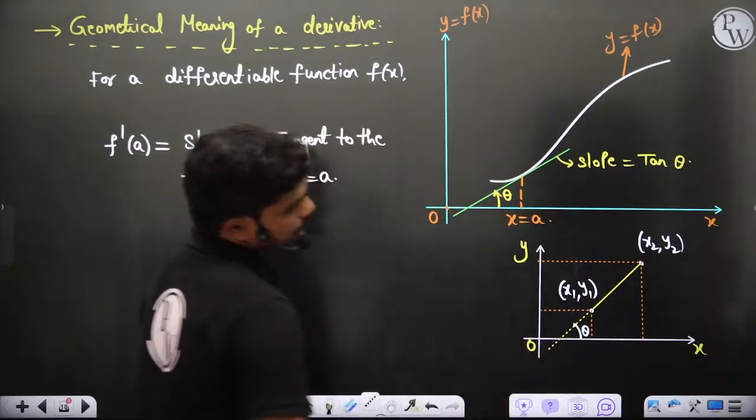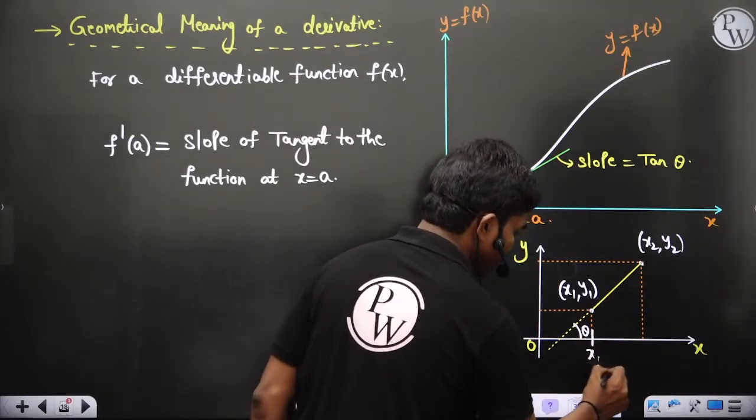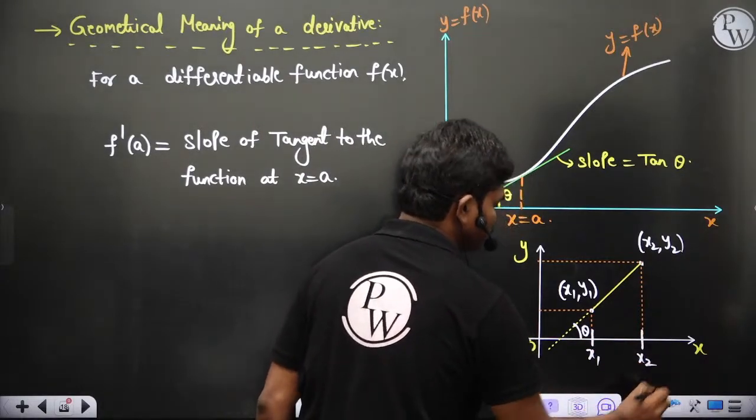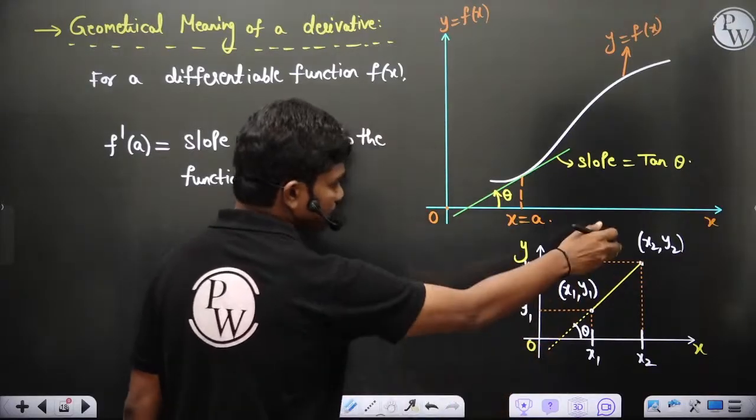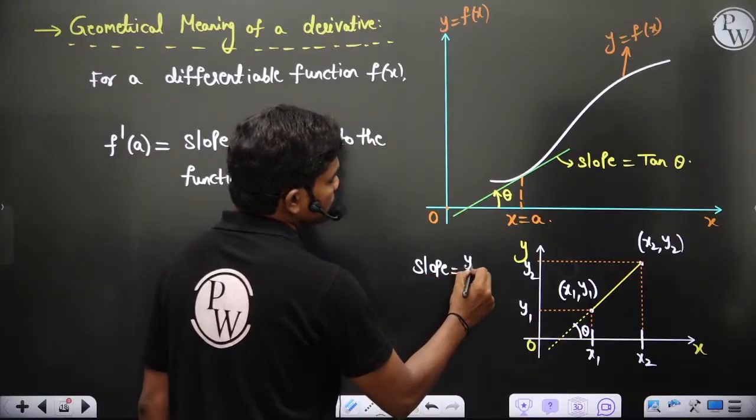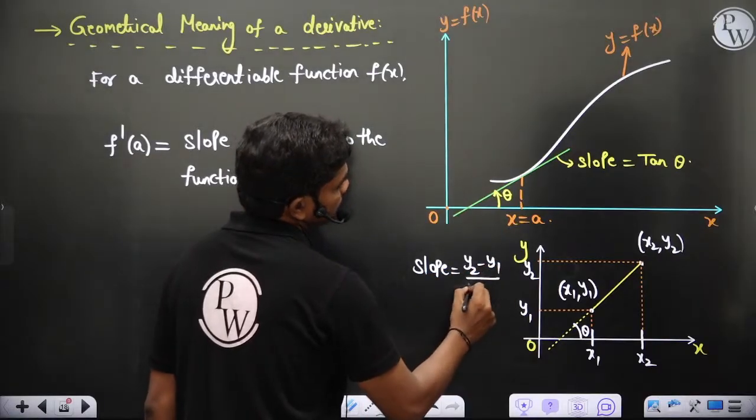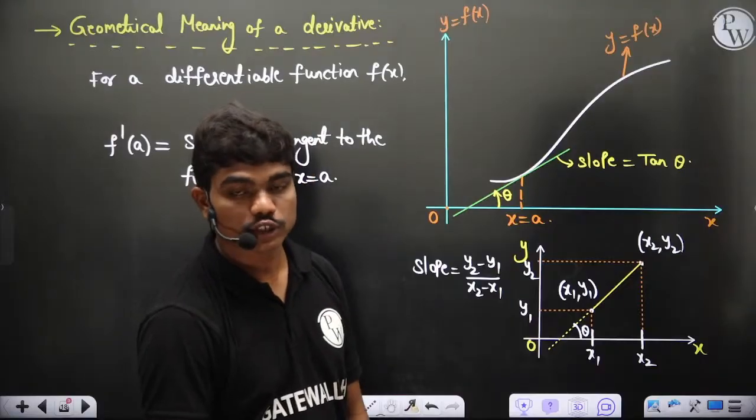Ultimately, this point is x1, this point is x2, similarly this point is y1, this point is y2. You all might have studied that the slope of the line joining 2 points is nothing but y2 minus y1 by x2 minus x1. You might have studied this formula, correct? y2 minus y1 by x2 minus x1.